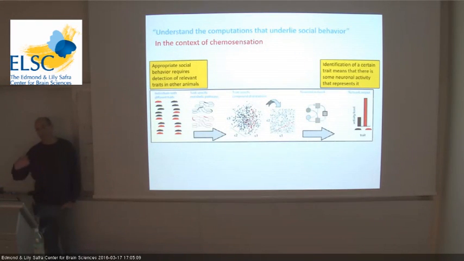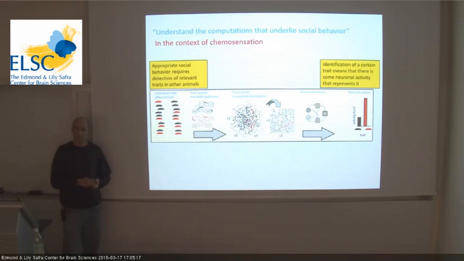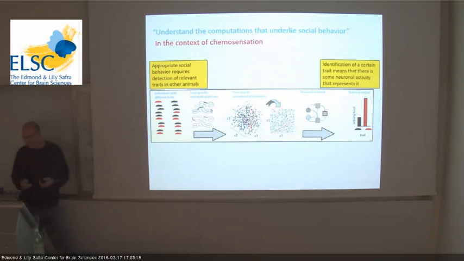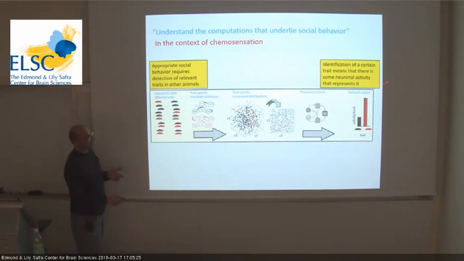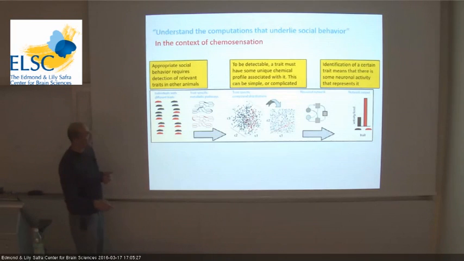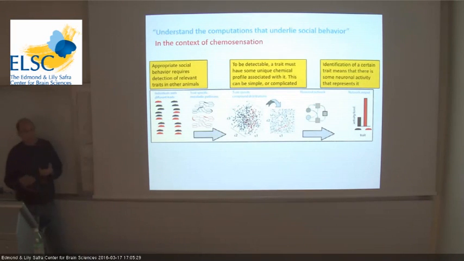And because this dictates behavior, we can assume that somewhere in the nervous system of the other animal, something in the neuronal activity can reflect this specific trait. So here in this very simple example, I just showed uncharacterized, abstract neuronal activity. Something is associated with this red trait. And to be detectable, for the nervous system to detect this red trait, there must be some unique chemical characteristic of this trait, of this feature.